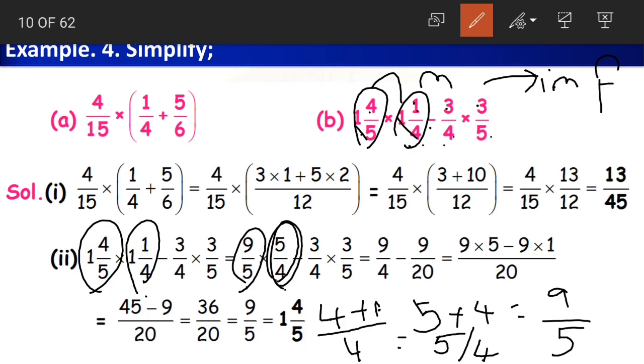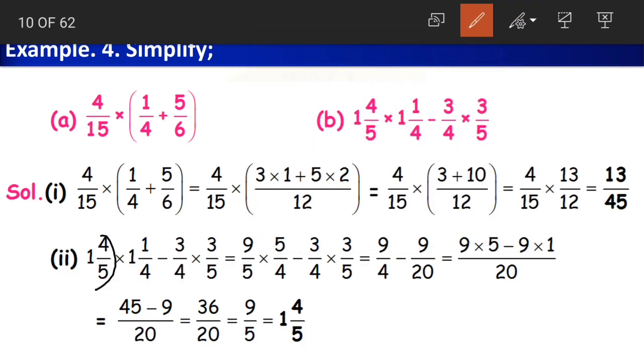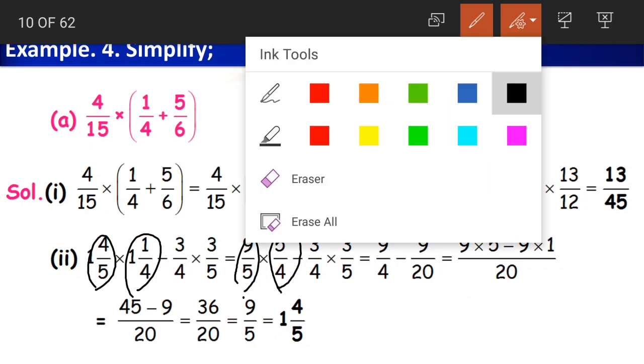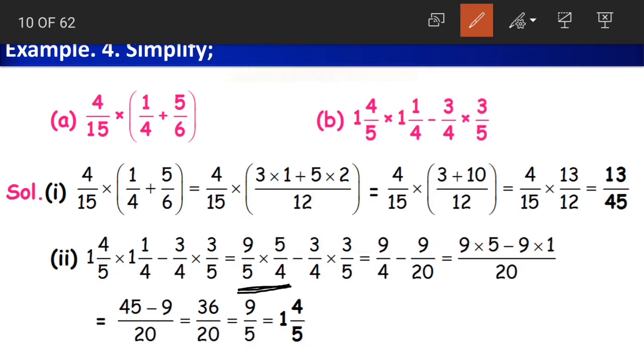Till now clear students? We simply converted the mixed numbers into improper fractions. 1 4 by 5 became 9 by 5. 1 1 by 4 became 5 by 4. Yes students, now if you look at the question here, the product of these two subtracted from the product of these two.